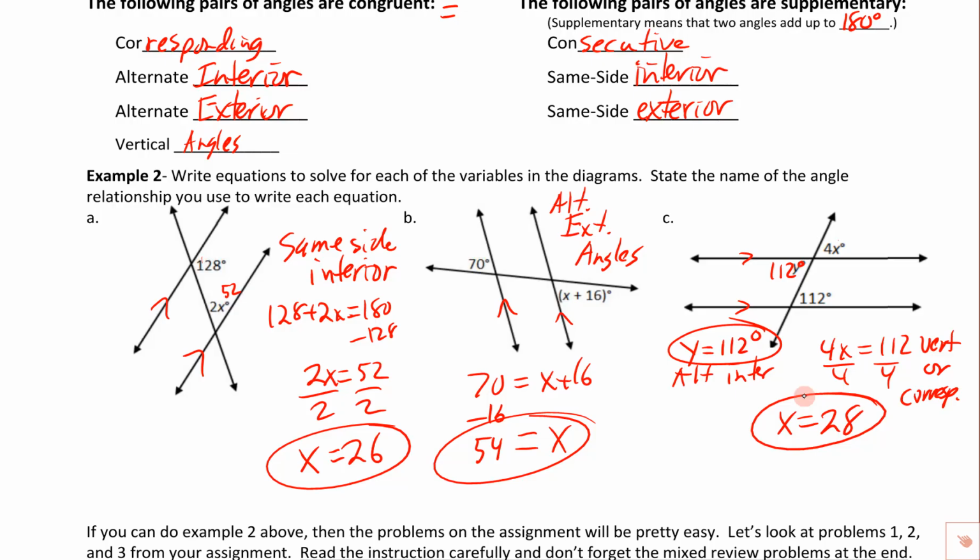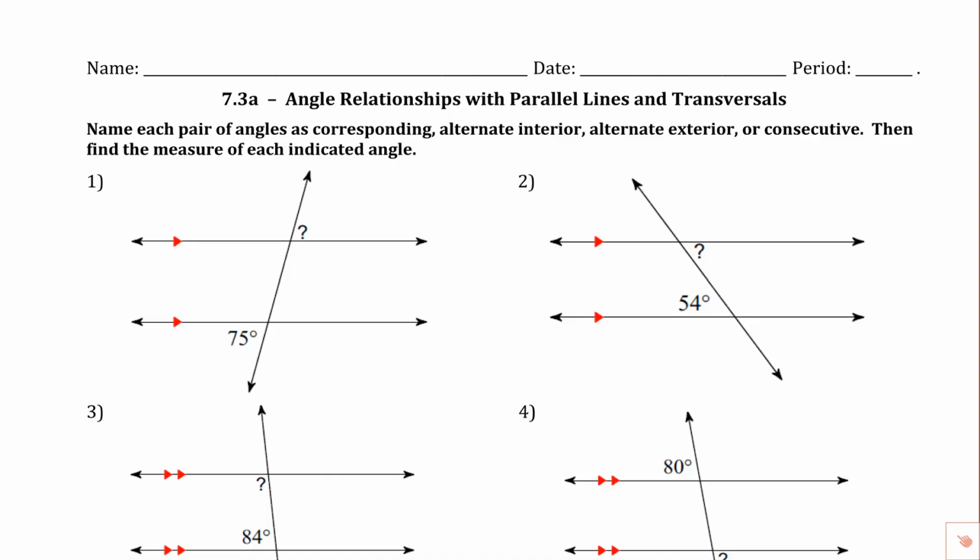I do want to take a quick look at a few from your assignment, because if you can understand these, your assignment, especially the first one, is going to be a breeze. So I've pulled up 7.3a, the first assignment that we're going to do from this section. And I'm hoping you notice how much easier this diagram is. We've got the little marks here indicating that those two are parallel lines. And then we're taking a look here, and it just says find the missing angle.